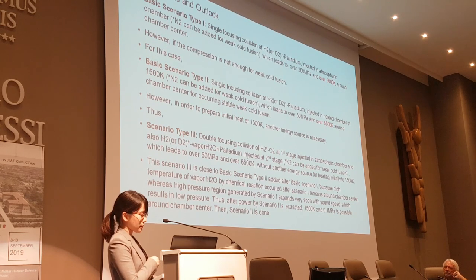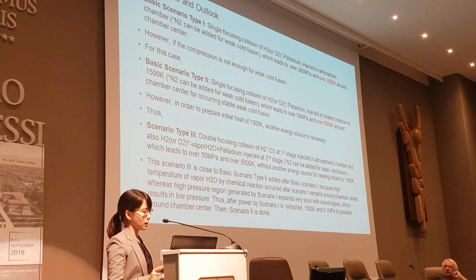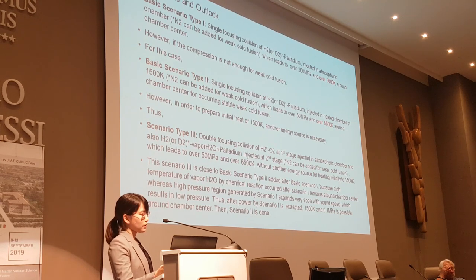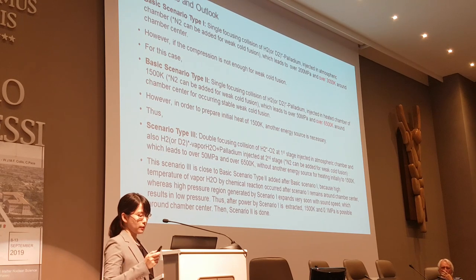The scenario type 3 is close to basic scenario type 2 added after scenario type 1, because high temperature of vapor H2O by chemical reaction occurring after scenario 1 remains around the chamber center, whereas high pressure region generated by scenario 1 expands very soon with sound speed, which results in low pressure. Thus, after power by scenario 1 is extracted, temperature 1,500 Kelvin and 0.1 megapascal is possible around the chamber center. Therefore, we can do scenario 2 after scenario type 1.